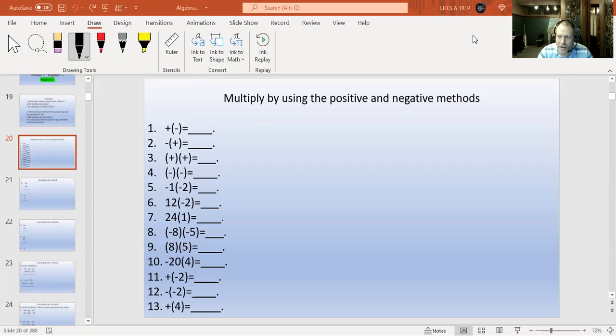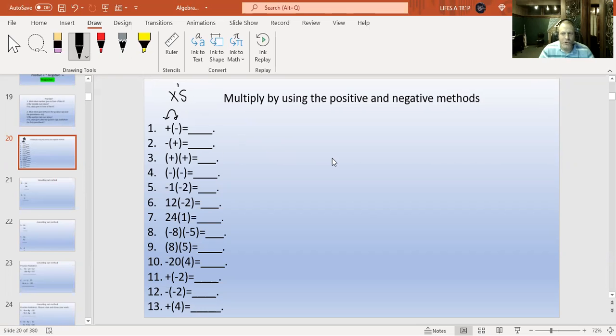This is JD Tutor, and I'm here to teach you how to do some more algebra multiplying by using the positive and negative methods. All right, guys, so let's see. Anything that is beside each other in multiplication, such as the positive and the negative, they are going to always be times. So anything beside each other is always going to be times.